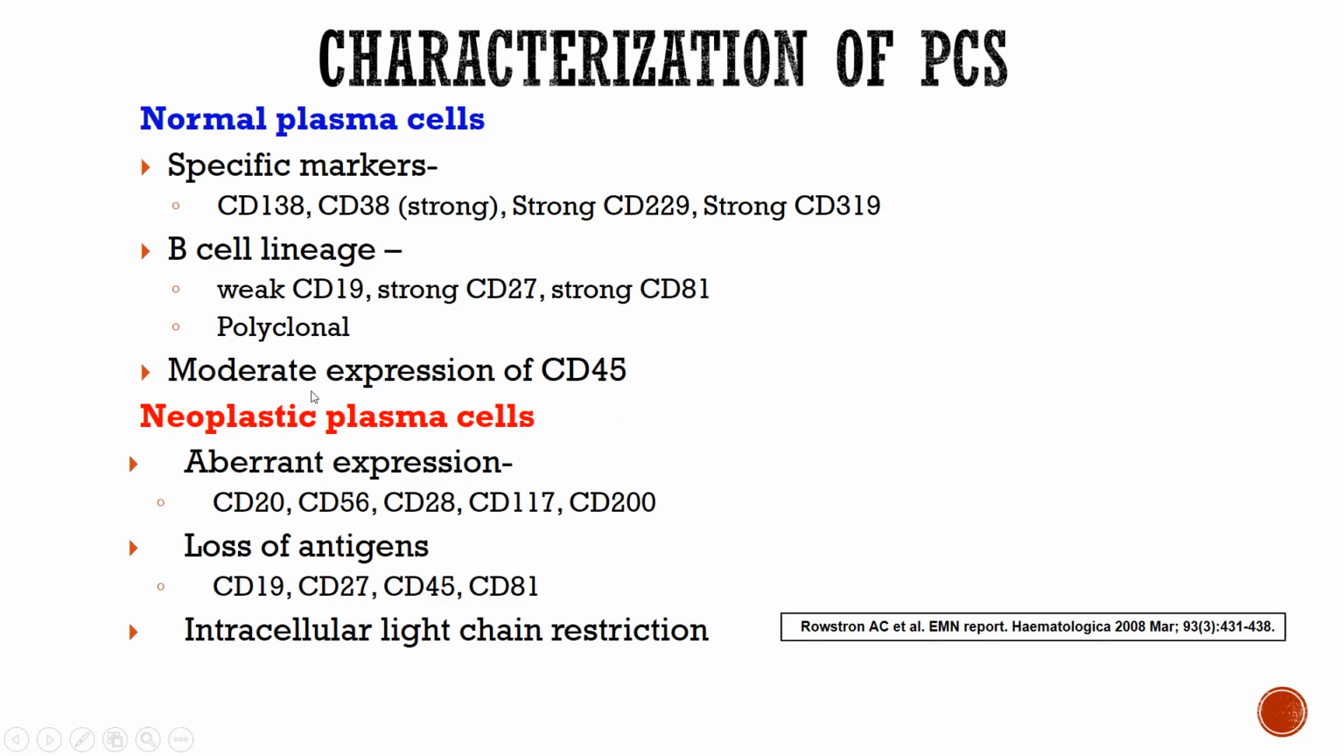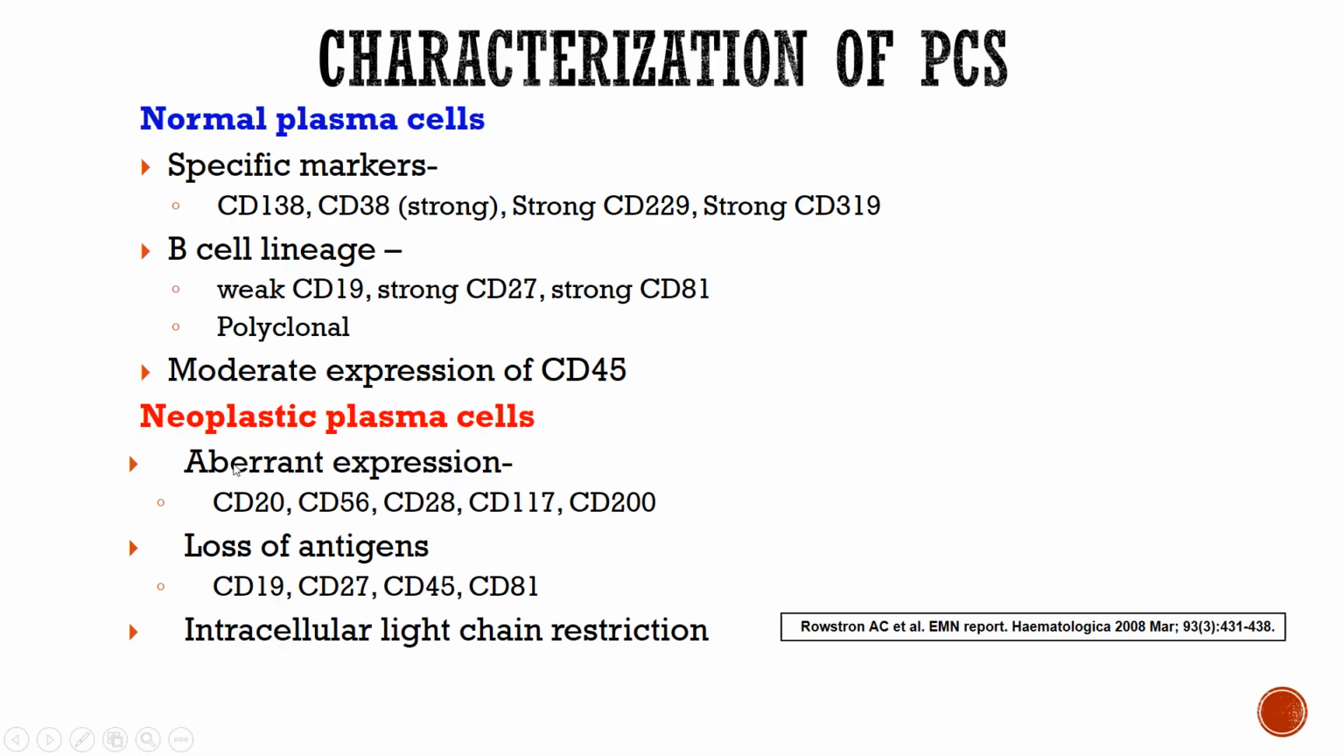Now, in contrast to that, if you look at the neoplastic clonal plasma cells, they show some aberrant expression like CD20, CD56, CD28, CD117, and CD200. These markers are not usually expressed, or are taken traditionally as abnormal expression in plasma cells, indicating those plasma cells are malignant or neoplastic plasma cells. Although there is some limitation to that, which we'll discuss later.